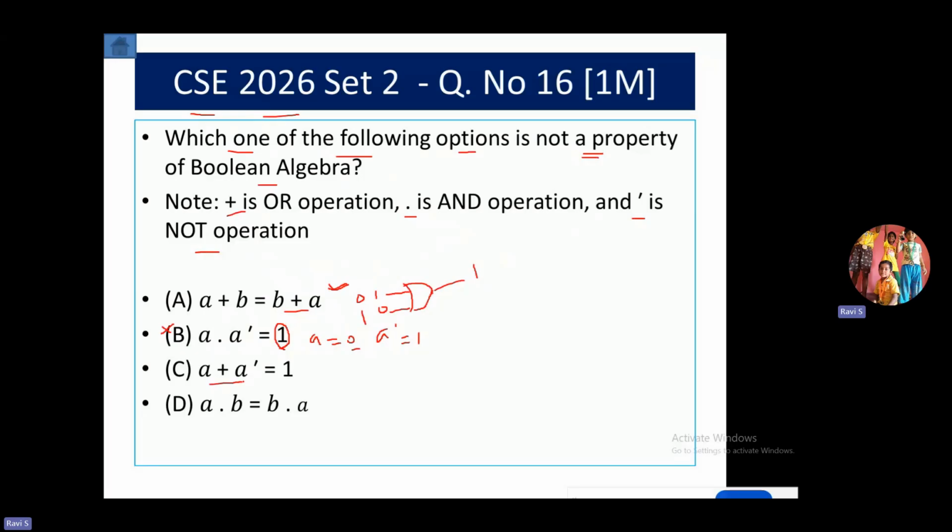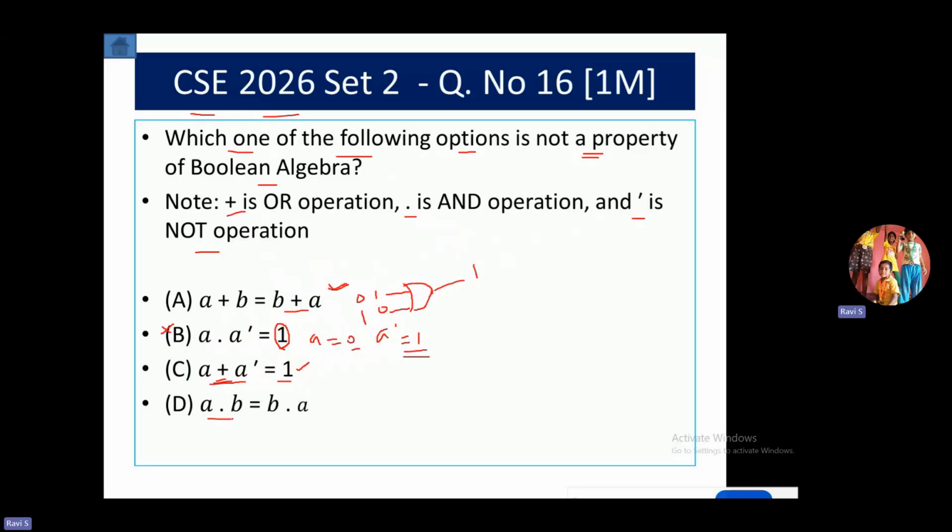Coming to the third one, A or A bar equals 1. That means if A equals 0, A bar equals 1, performing OR operation, the result is going to be 1. What does OR operation tell us? When any one of the inputs is high, output will be high. So this A or A bar equals 1 is also true. So this is also a property of Boolean algebra.